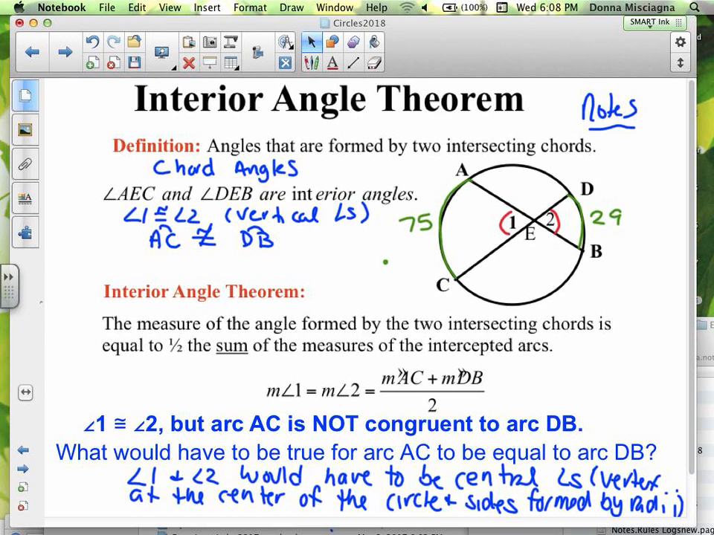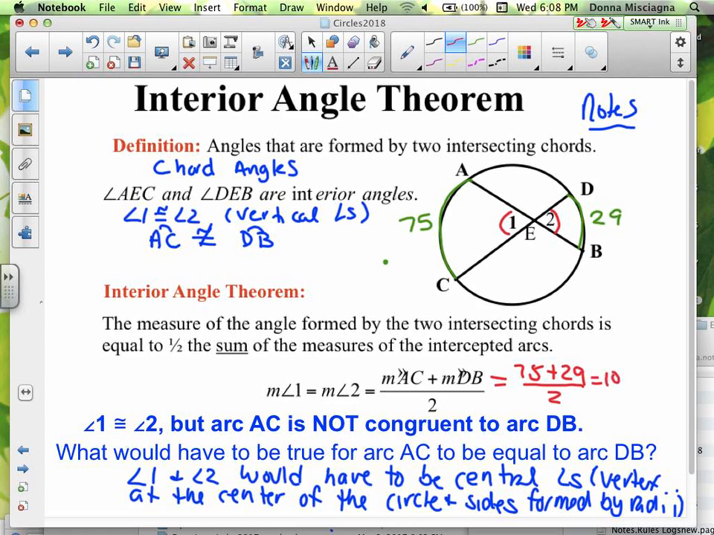So angle 1 is not going to be as large as arc AC, and angle 2 is not going to be as small as arc DB. They're both going to be equal to the average of those two arcs. So here, angle 1 and angle 2 would be equal to 75 plus 29 divided by 2. So that would give us 104 divided by 2, which is 52 degrees. So both of these angles here are 52 degrees, the average of those two arcs.